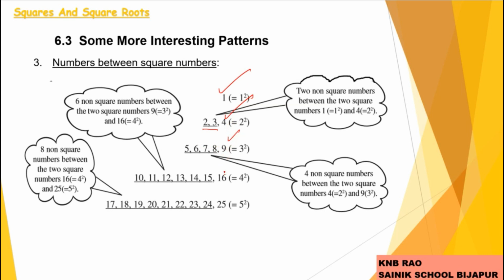Next, 9 is a perfect square, 16 is a perfect square. In between them we have got 10, 11, 12, 13, 14 and 15. Now the question arises, can I have the count of them without physically writing? Here we have written physically that after 16 I have 17, 18, 19, 20, 21, 22, 23, 24. Without writing physically, can I have the count of them?